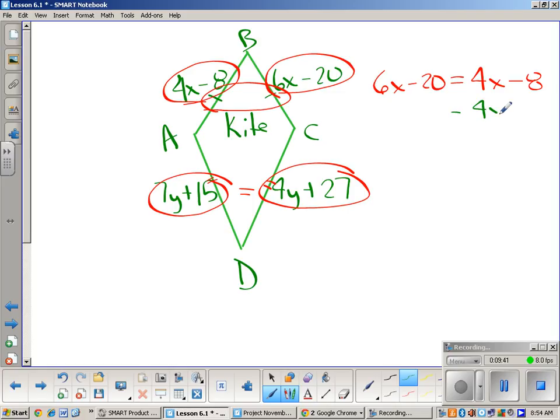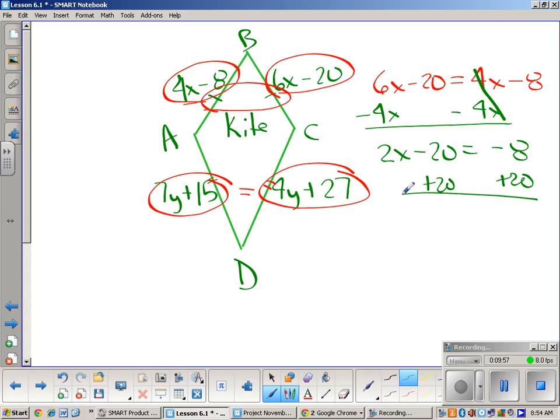So just real quickly, if we subtract 4x from both sides, 6x minus 4x is 2x minus 20. Drop everything else down. Add 20. So undo the minus 20, we're going to add 20. So 2x is equal to 12. Divide. X is equal to 6.